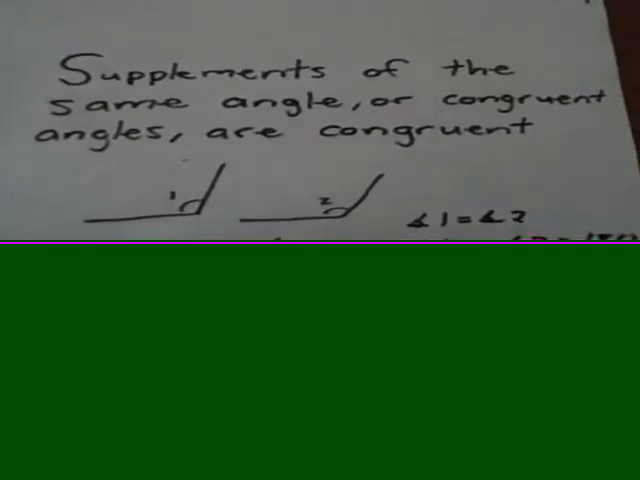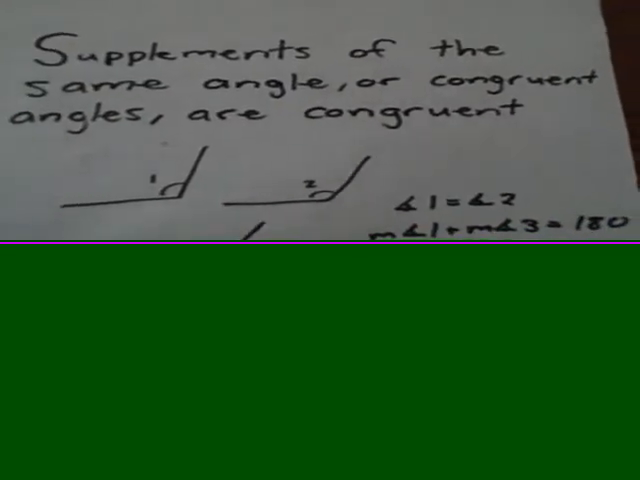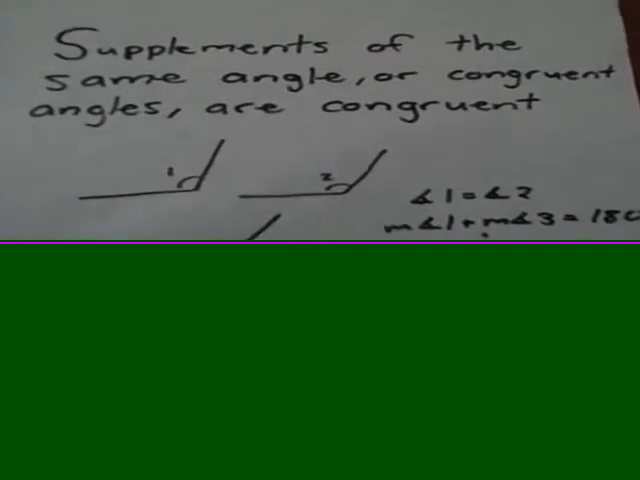Oh, good. You're done. So this leads me to my next two theorems, and they both have to do with complementary and supplementary angles. Supplements of the same angle or congruent angles are congruent. So, if angle 1 and 2 are congruent, and the measure of angle 1 plus the measure of angle 3 equals 180, then the measure of angle 2 plus the measure of angle 3 equals 180 also.